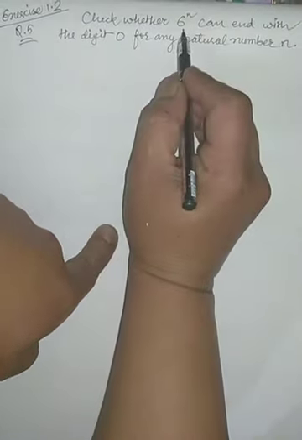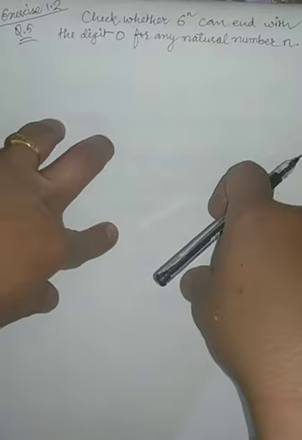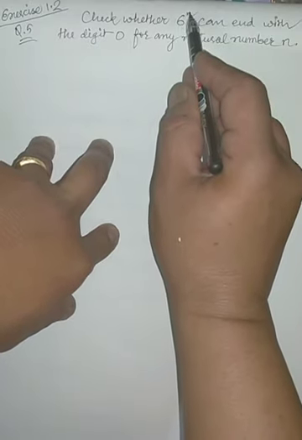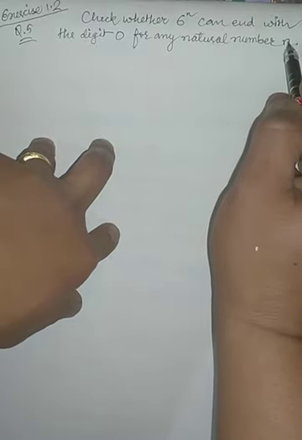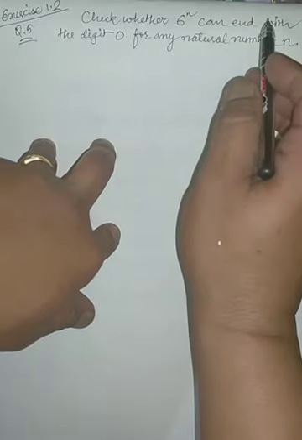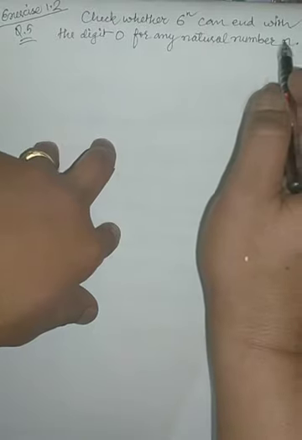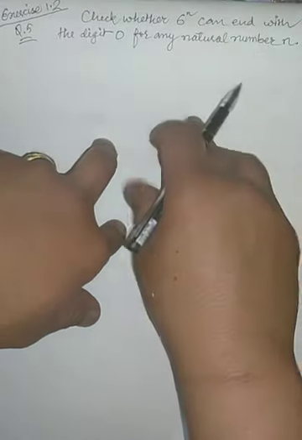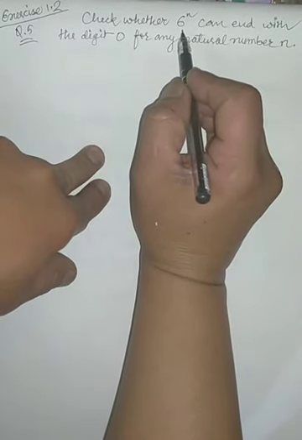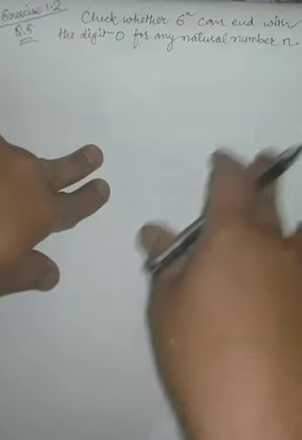In questions like this, we have to check whether the number can end with the digit 0 or not. That means on expanding a number like 6 to the power n for any natural number n, can the unit place be 0? Since n represents natural numbers, n can be 1, 2, 3, 4, 5 onwards. Whatever the value of n you put here, we have to check whether there is any value for which 6 to the power n can end with the digit 0.